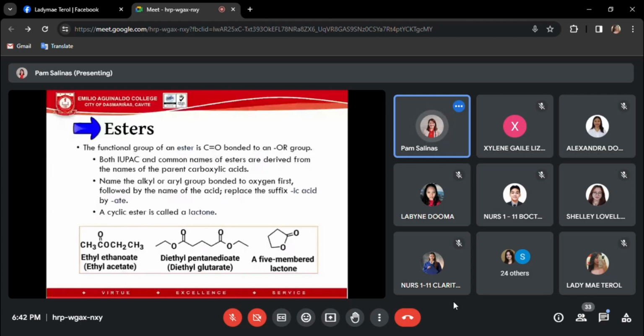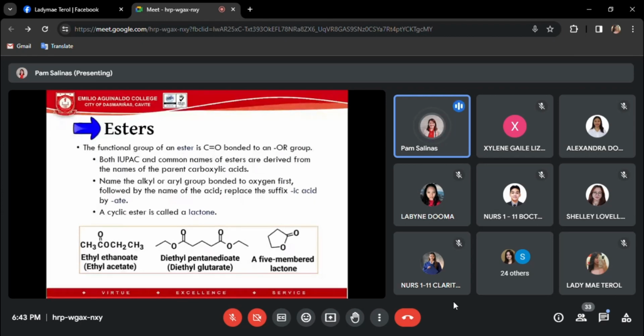So here you have to name the alkyl or aryl group bonded to the oxygen first. And then you follow with the name of the acid. And then replace again the IC acid, you just have to replace it with ATE. So say for example, we have a cyclic ester which is called a lactone. So let's look at ethyl ethanoate. Okay, you just have to replace the ATE.